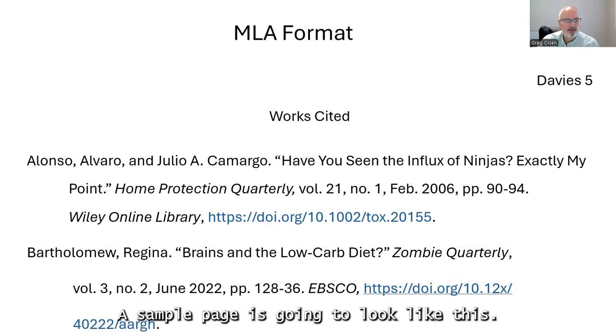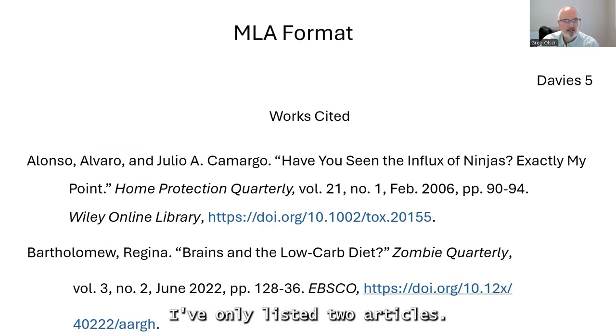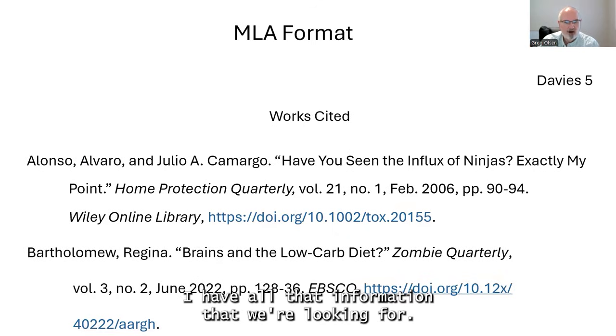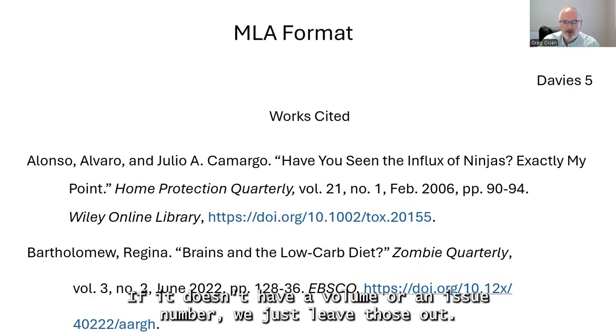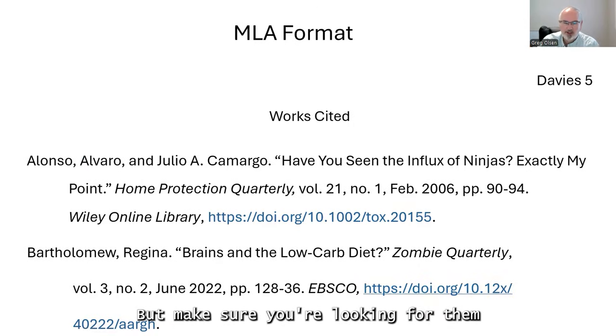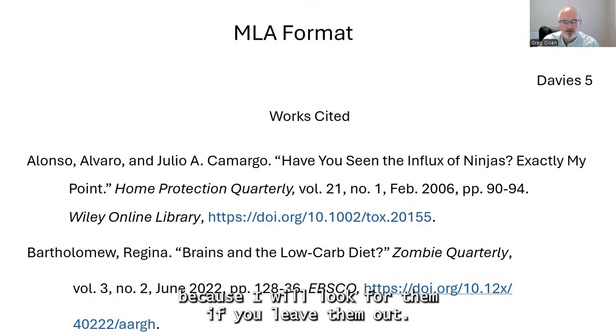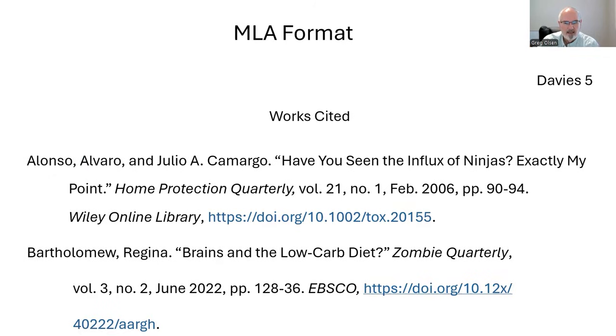A sample page is going to look like this. I've only listed two articles. You can see I have it titled Works Cited. I have these in alphabetical order. They are double spaced. I have all that information that we're looking for. If it doesn't have a volume or an issue number, we just leave those out, but make sure you're looking for them because I will look for them if you leave them out.